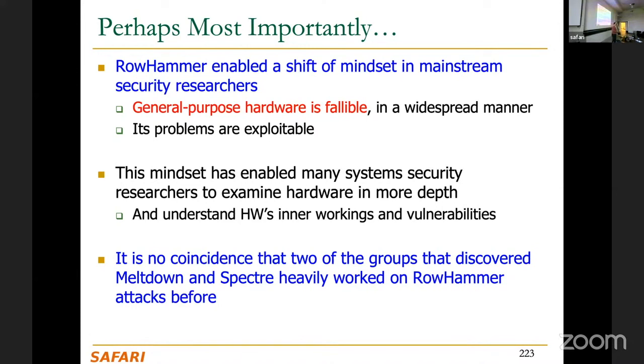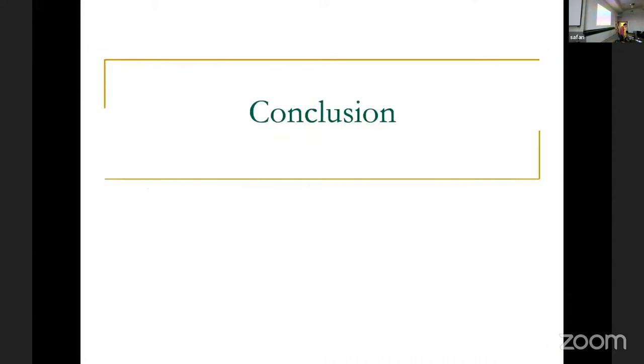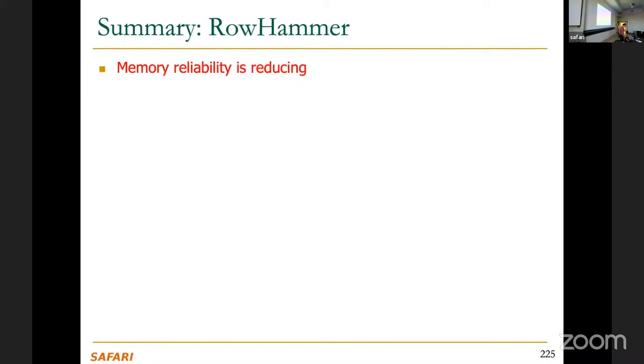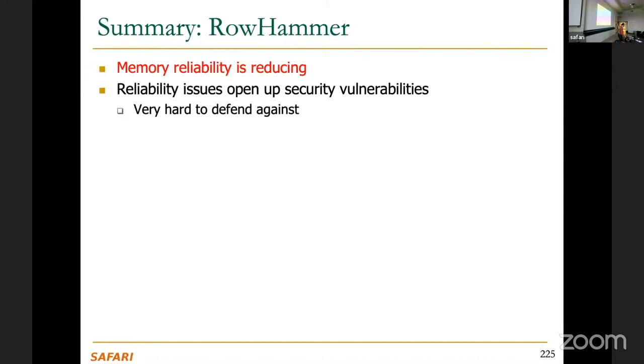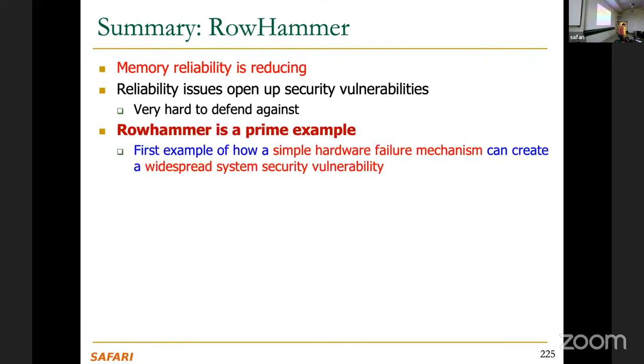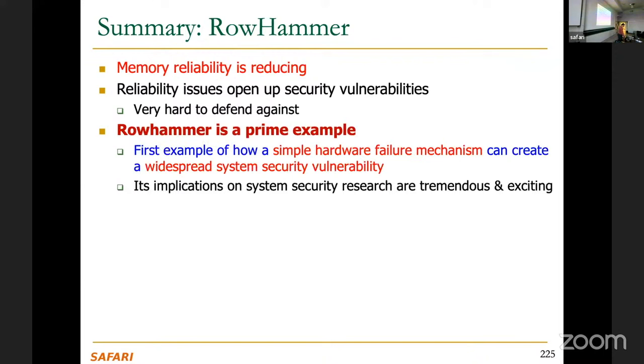So now there's a lot of literature on hardware security, actually. If you go to these conferences, architecture, security, operating system, there's a lot of research on hardware security in general. So there's more to come. And we're going to see some more hardware security papers that are going to be presented in this seminar also. Okay, so let me conclude with the slide. Memory reliability is reducing. Reliability issues open up security vulnerabilities. And once these are open, they're very hard to defend against. RowHammer is a prime example of this. And I already said this. I think implications of RowHammer on system security research are tremendous and exciting, and they're still there.